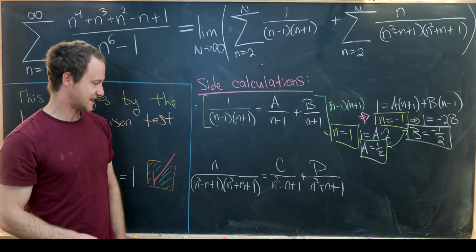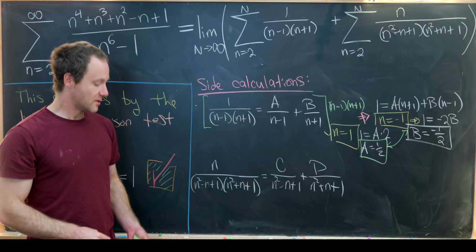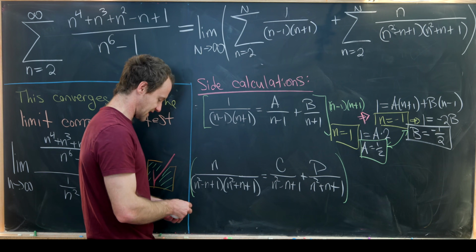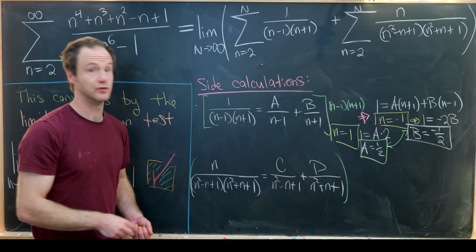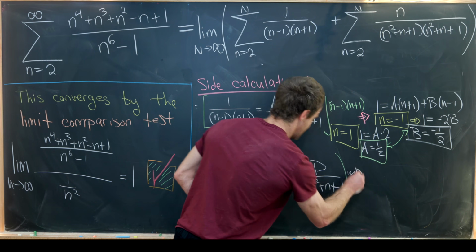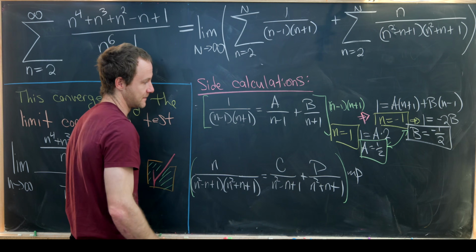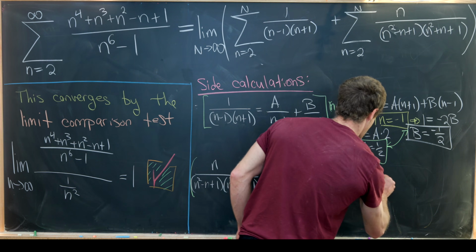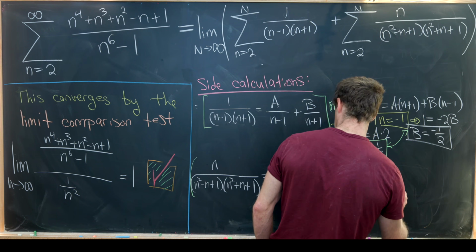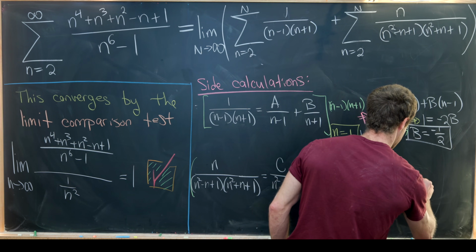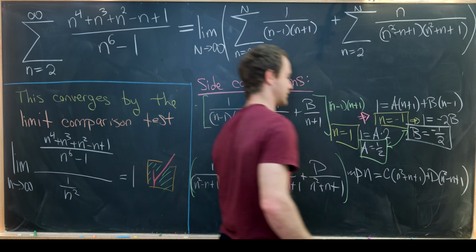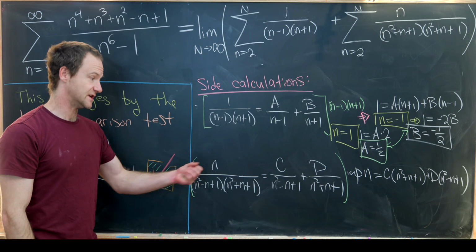So now let's look at this second one. There's a little bit more going on here, but we're going to start off with the same strategy. I'll multiply both sides by the denominator in order to clear all of the denominators. I won't write that out, but we're just multiplying by this term right here. That's going to leave us with n on the left-hand side of the equation, and on the right-hand side, we'll have c times (n squared plus n plus 1) plus d times (n squared minus n plus 1) after canceling out the appropriate denominators.